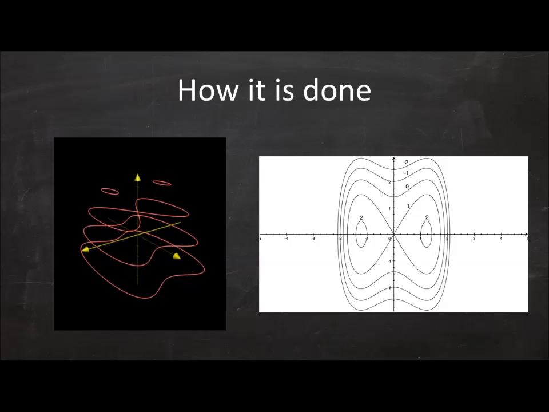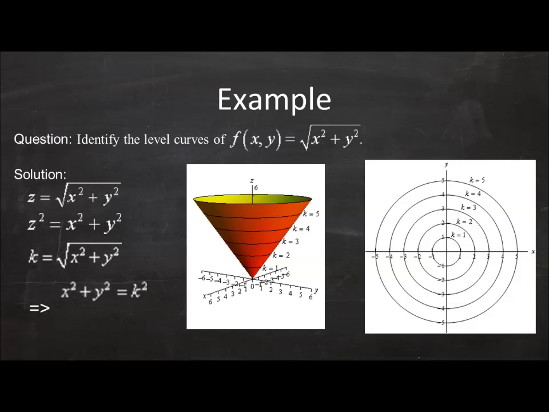In other words, you choose a set of output values to represent, and for each one of these output values, you draw a line which passes through all the input values x and y for which f of xy equals that value. Now let us try an example.